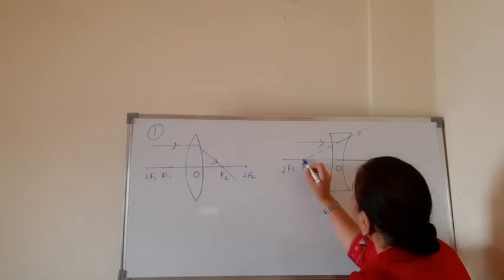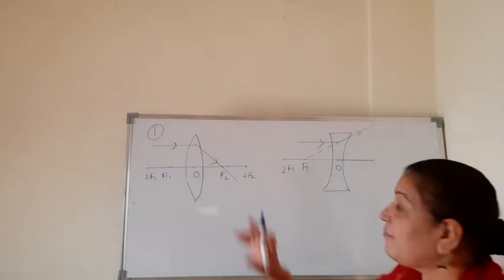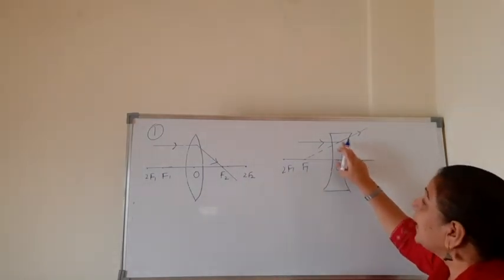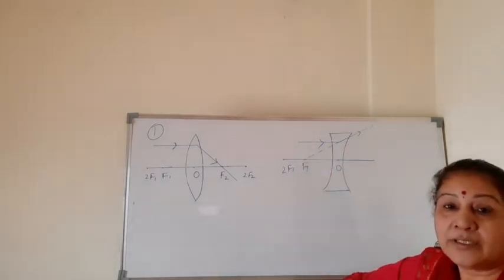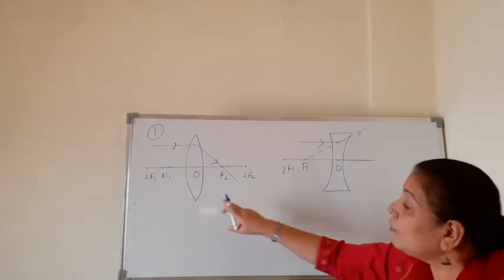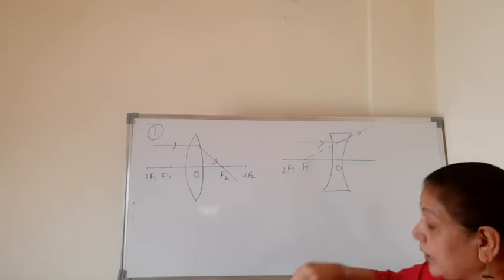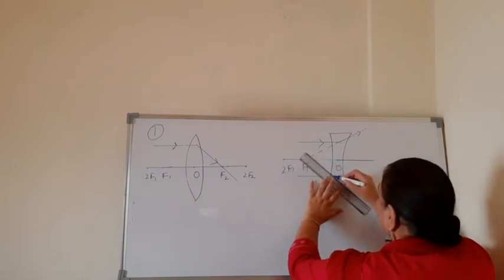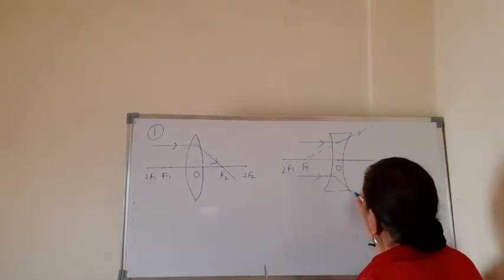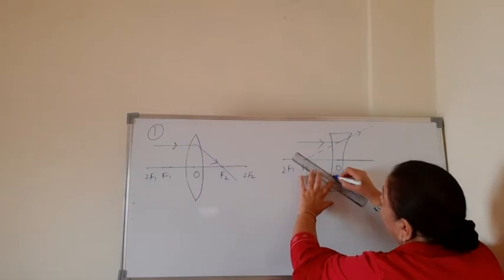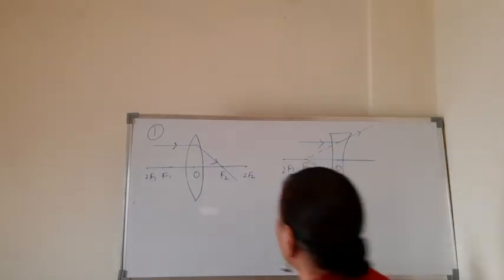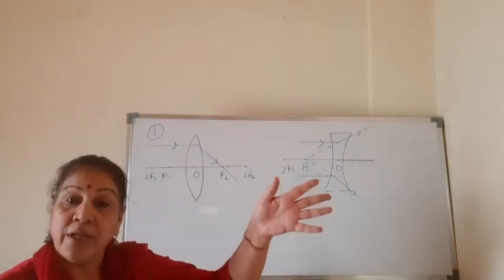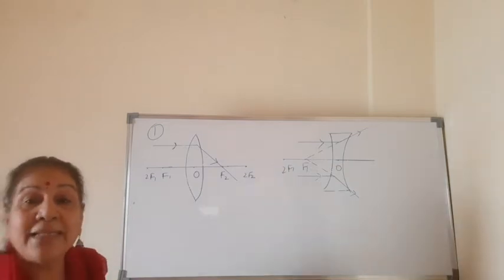So we have this ray which is coming parallel to the principal axis. After refraction, in the case of convex lens, it passes through the focus, and in the case of concave lens, it diverges and appears to pass through the focus. This is the difference in the rays which I have taken for convex and concave lens. Now if I take one more ray, the same ray coming parallel to the principal axis, after refraction it goes like this. If I produce it backwards, this also is going to meet at F2. In the case of concave lens, the rays are diverging. That is why the concave lens is also called a diverging lens.